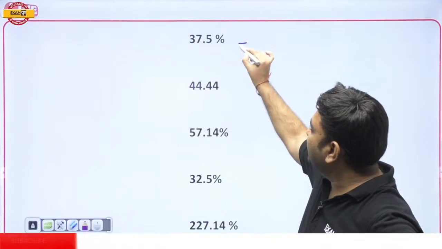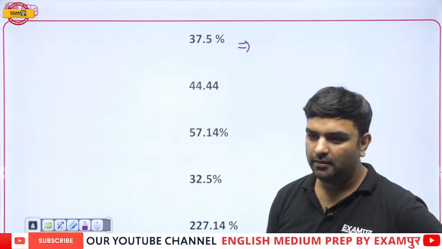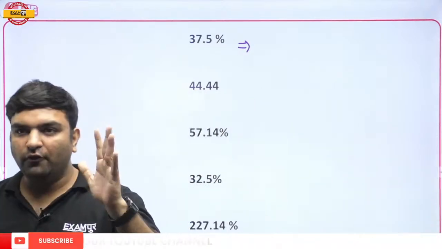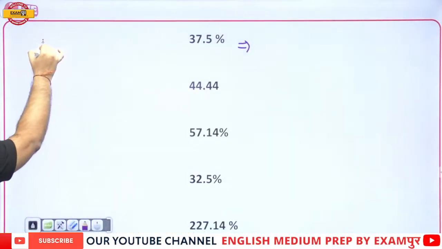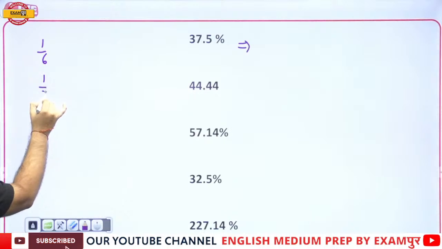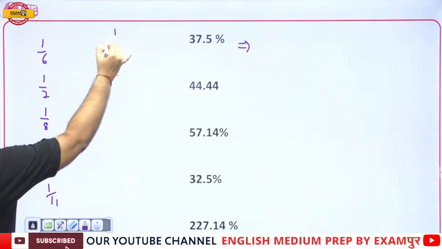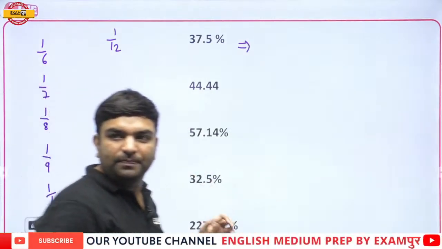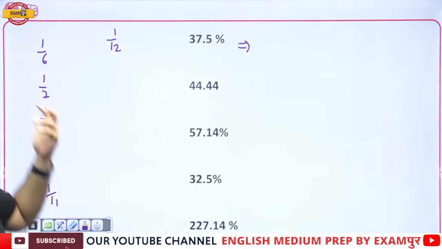Just think, 37.5%. A multiple of the famous ones. What were the famous ones, guys? The famous were only 1 by 6, 1 by 7, 1 by 8, 1 by 9, 1 by 11, 1 by 12. If you only remember this, guys, these are the famous 5.